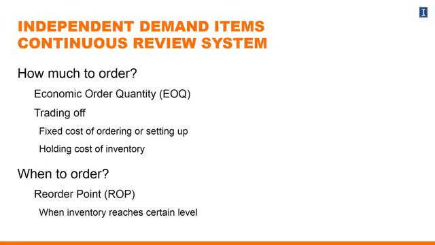Now, remember, we're focusing on independent demand items here, items that a company would purchase from a supplier coming from outside. And how much to order is typically based on a very popular model called the economic order quantity. This is a model for calculating how much inventory you want to order. Now, this model is based on the principle of trading off two different costs.